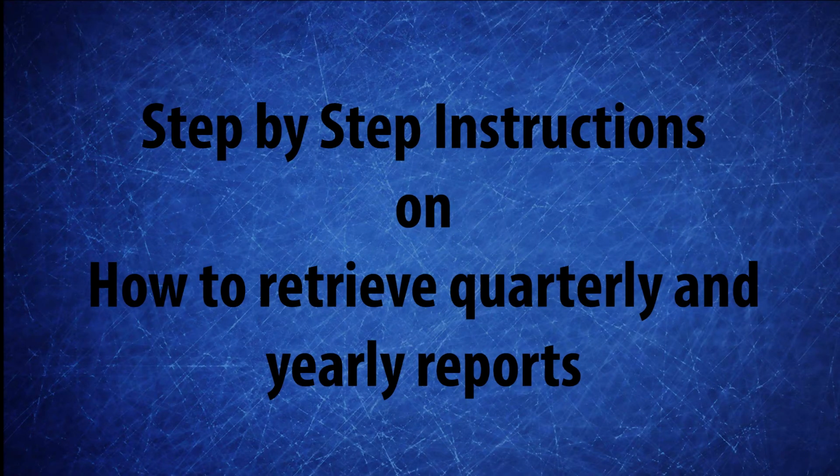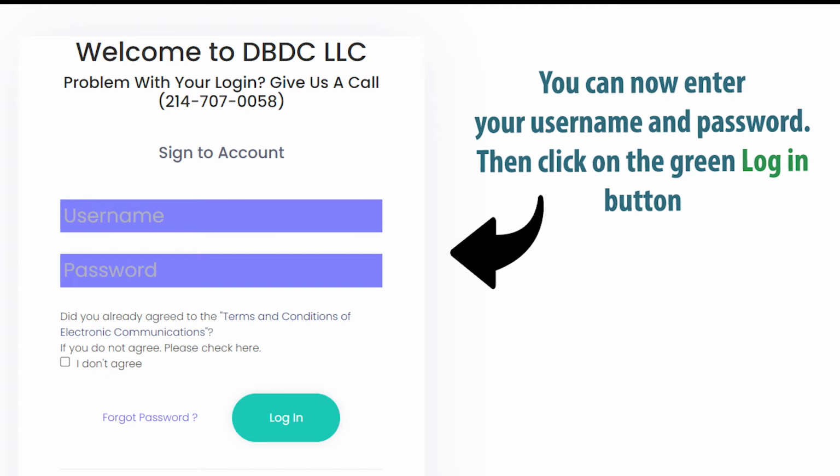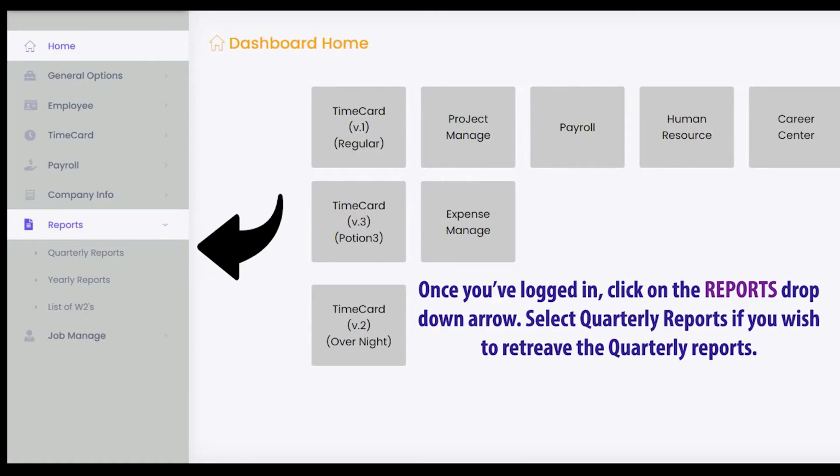Hi, we're going to go on step-by-step instructions on how to retrieve quarterly and yearly reports. On the Payroll website, please enter or select the icon that will lead you to the login page. Here on the login page, please enter your username and password that was given to you when we created your account. Once you've entered it, please click Login on the green icon below where it says Login.